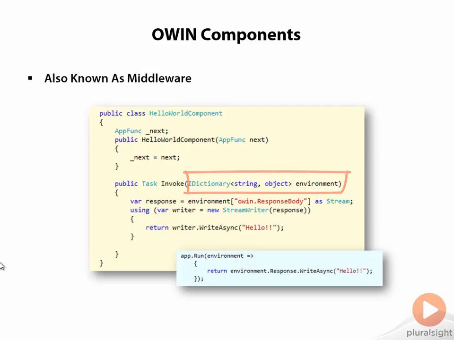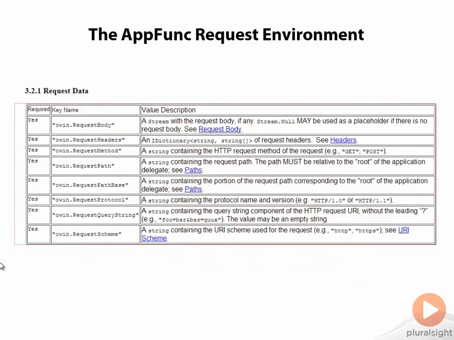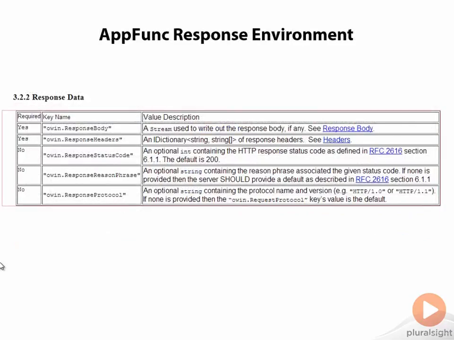And the OWIN specification lists a number of keys that must appear in that environment dictionary. Here are the keys associated with a request. So you can look at the request body, you can look at the headers, you can look at the path being requested, and that's where you could write some middleware that routes a request to some specific object that will render HTML or render JSON or whatever you need to do, but more on that later. And here are some keys related to the response. You can get to the stream representing the response body, as well as the headers and the status code, all the important things. So let's write some code and figure out exactly what is in the environment.